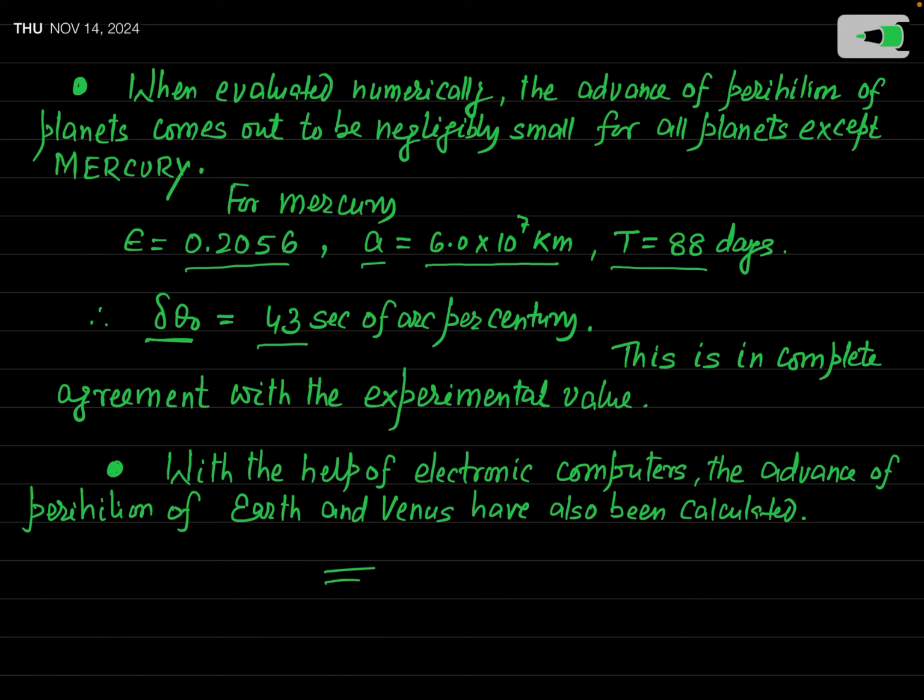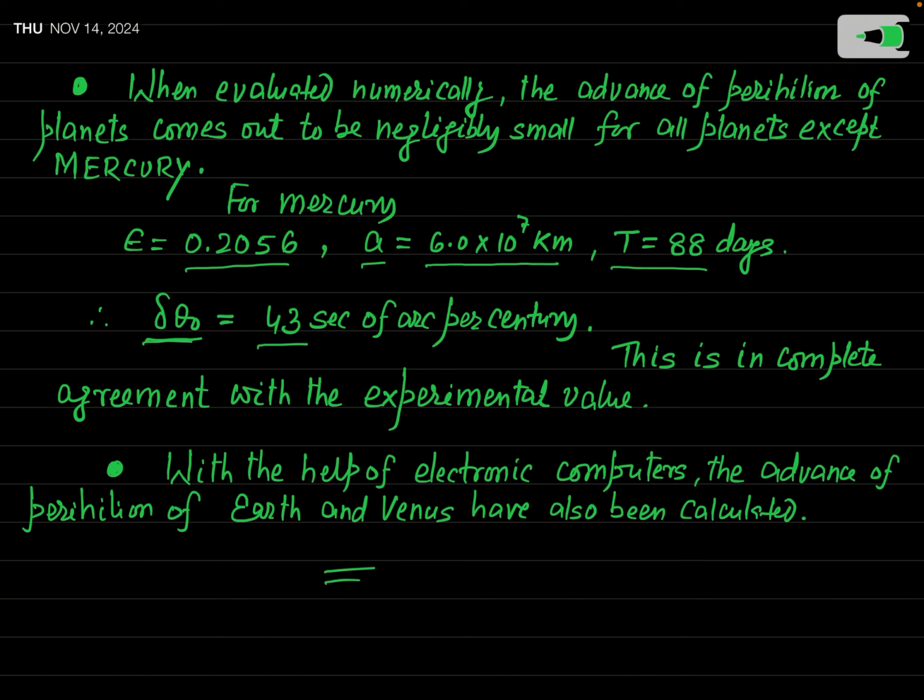And when the value of delta theta naught is obtained experimentally, it is seen that this theoretical value completely agrees with the experimental value. So it is a very crucial test for the validity of Einstein's theory of gravitation. You can say that the advance in perihelion of Mercury in particular is a crucial test for the validity of Einstein's theory of general relativity.